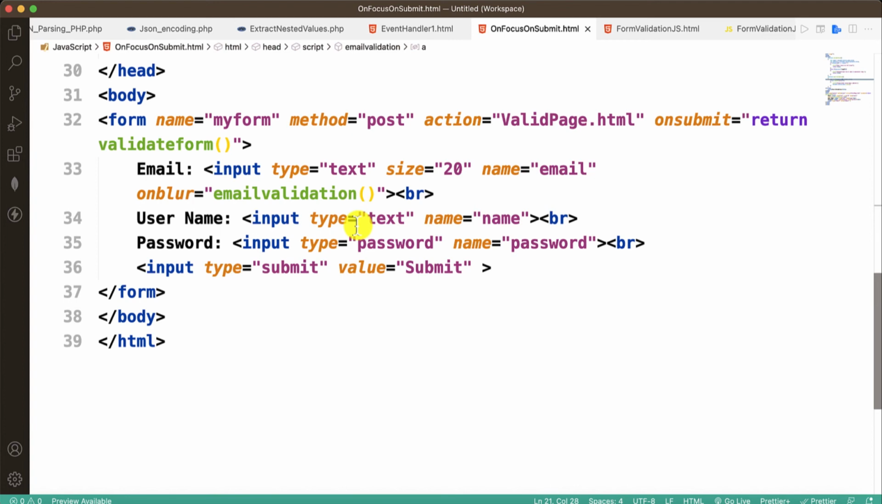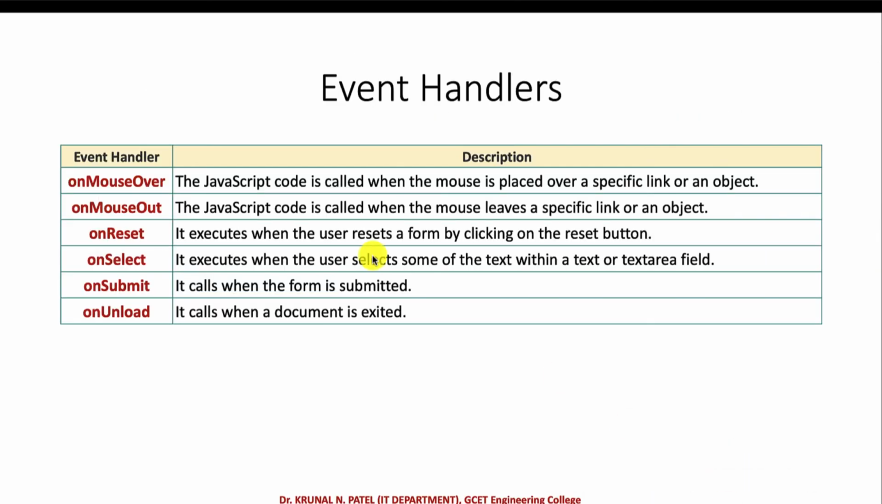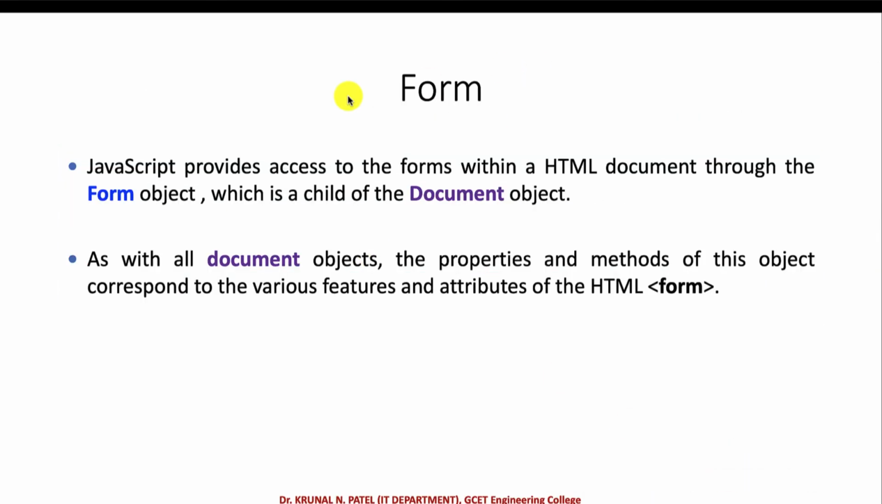Okay. Now in this particular part, I want to discuss how you can access the form values, and how we are getting those form values. So JavaScript provides access to the forms within an HTML document through the form object, which is the child of the document object, right? As with all document objects, we have properties and methods of these objects that correspond to various features and attributes of the HTML form, right? So form is the child of the document object, so we can use that, right?